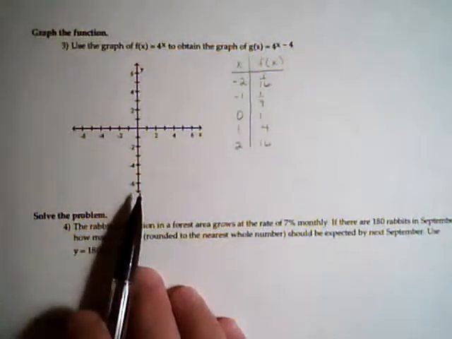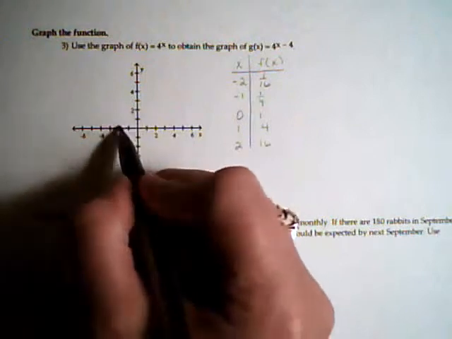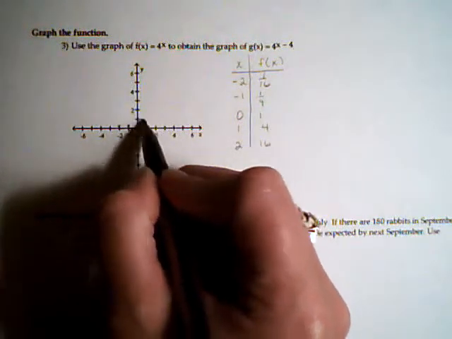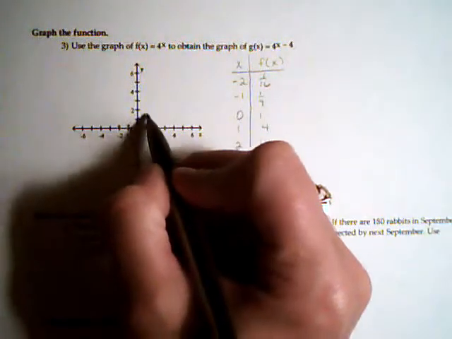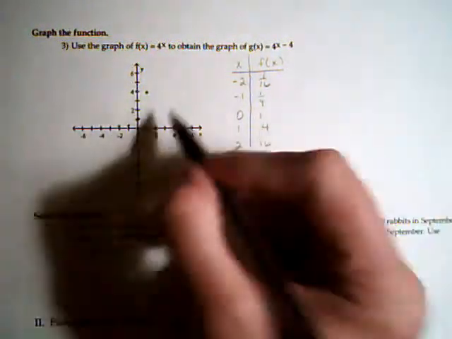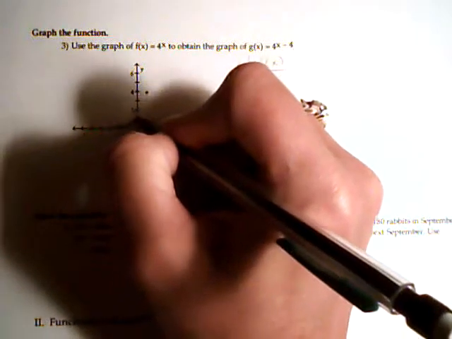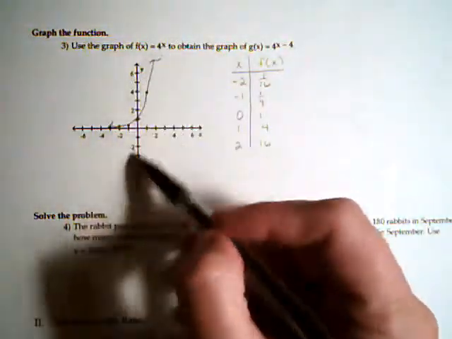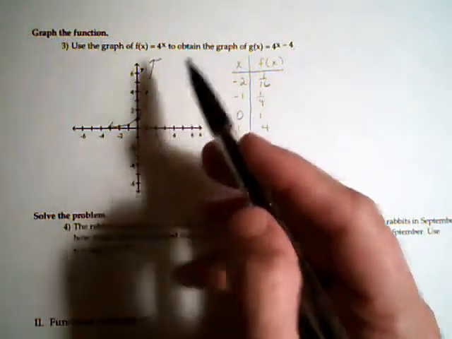Okay, so I'm going to graph that function first. So I have negative 2, 1/16, negative 1, 1/4, 0, 1, 1, 4, and then 2, 16 would not fit on my graph. Okay, so we know we have the shape again of the exponential function, a little steeper than the previous one that we graphed.